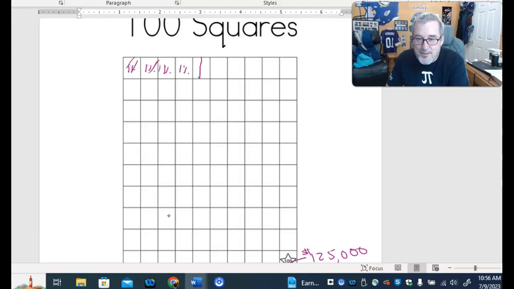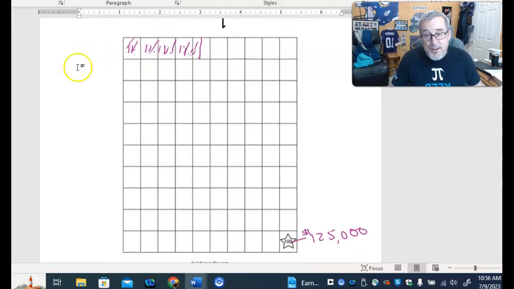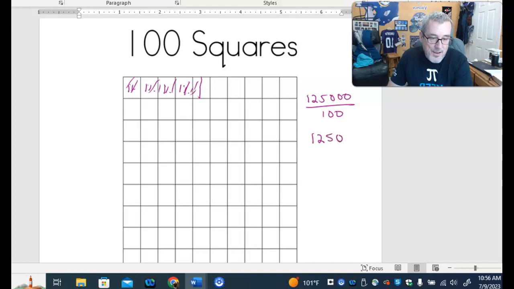So Ron gets 4.5%. We want to figure out how much money would be in this 4.5 of the squares. Well, let's start by figuring out how much money would be in one of the squares. If you took $125,000, that's all 100 squares, 100%, and divided it by 100, that would give you how much would go in each square. Dividing by 100 in this case will give 1250. So each square is worth 1250.